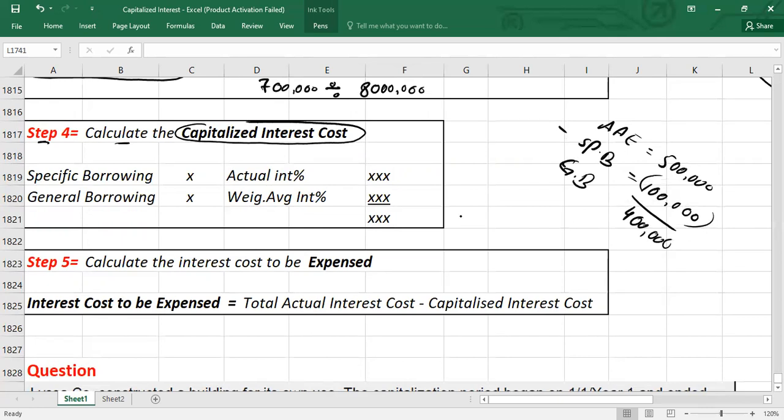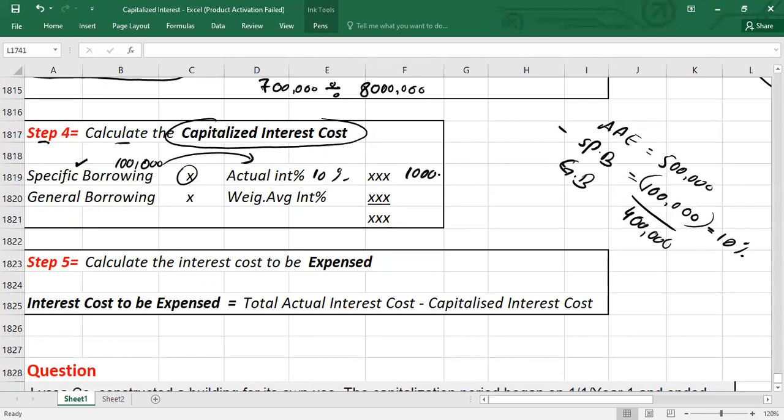So if I want to calculate the capitalized interest cost, what I will do is take this specific borrowing, which in my example is $100,000. I will multiply with the actual percentage, whatever the loan rate of interest is. For example, your rate of interest is 10%, so I will take 10%. So 100,000 times 10% will give me, for example, 10,000.